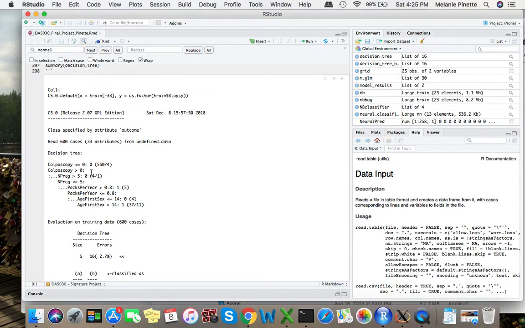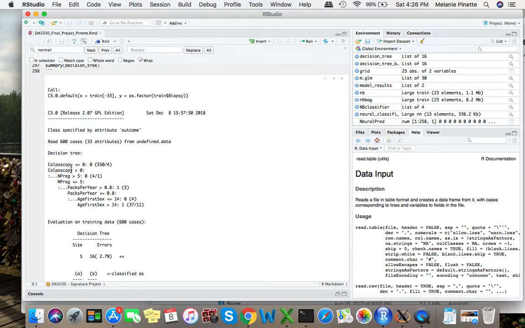First, we should observe that the initial split is colposcopy, and then patients with a negative test result were classified as not having cervical cancer. For those with a positive result, there was another split on pregnancies, and then for patients with greater than 5 pregnancies, they were classified as not having cervical cancer. For patients with less than or equal to 5 pregnancies, there were 2 other splits on packs smoked per year and age of first sexual intercourse.